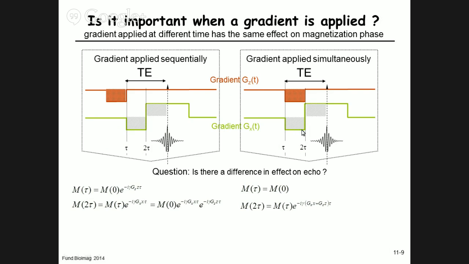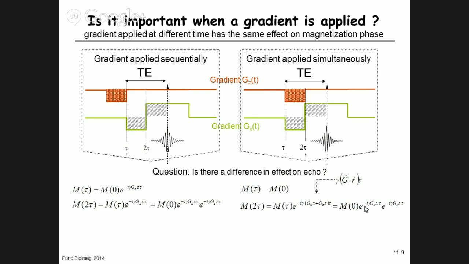What's the magnetization at time 2 tau here? The magnetization at time 2 tau is equal to the magnetization at tau times the effect of the gradient. And remember, the phase of the gradient is given by the scalar product of the gradient times position. And now in this time, we no longer have a single gradient in one direction, but we have the gradient vector. So this is equal to the scalar product of the gradient vector times the position at this point, times tau, because the duration here is tau. Okay, this is where this comes from.